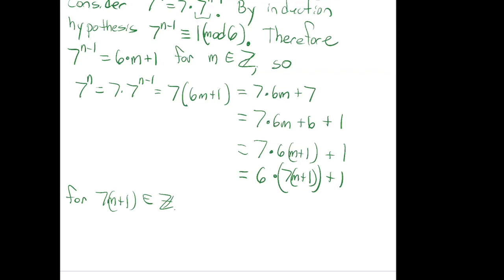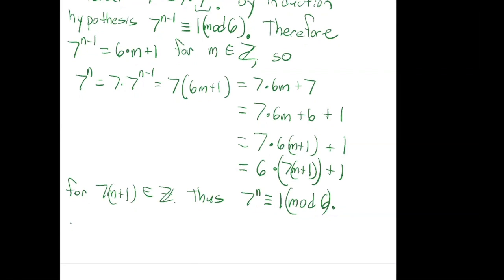We wanted to show that when we divide this thing by 6, we get a remainder of 1. Another way to say that is, I can write this as 6 times some integer plus 1. And that gives us our 7 to the n is equivalent to 1 mod 6. And that gives us the final domino. We know they're all going to fall down. Okay, any questions?